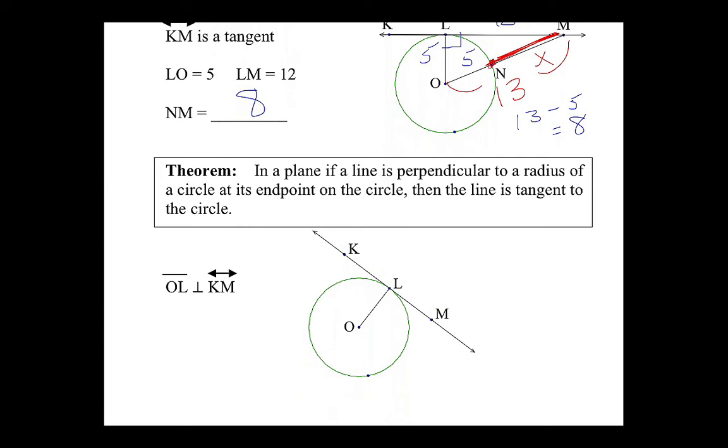This would be the converse of that last theorem, which is used more in proofs than it is to solve things. What it tells you is, if you already know that the radius is perpendicular to a line, so I'm not putting in the 90 degrees, that's given to me, it says that that's also a tangent line, or tangent to the circle. So the converse of that theorem is also true.